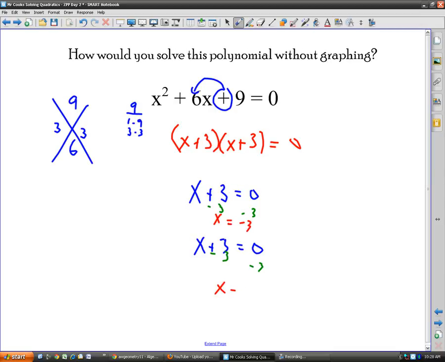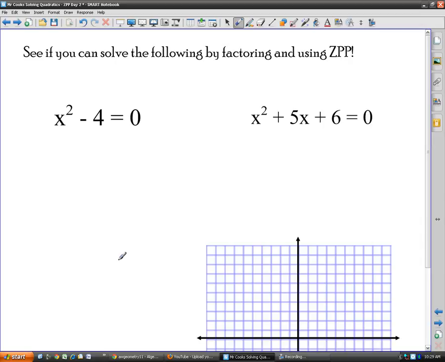What does that mean graphically? If I was to graph this, it would be a parabola that would touch the graph back here. It wouldn't cross, it would just touch at negative 3. That's really what happens when we get the same thing twice: the graph doesn't cross, it touches. When we get two different numbers, the graph would do something like this and cross twice, and we're looking for those two solutions. So if we're going to use the zero product property for this one, we're going to factor it, and then we'll solve it.